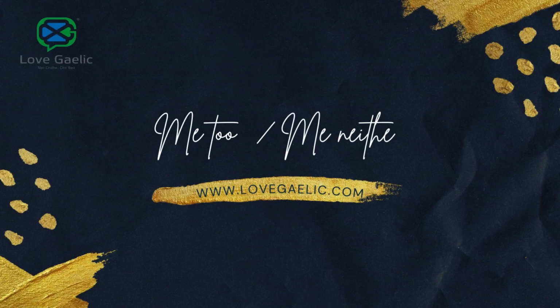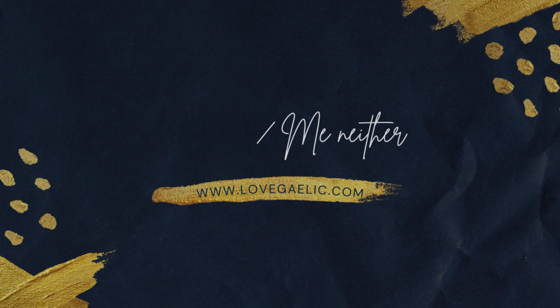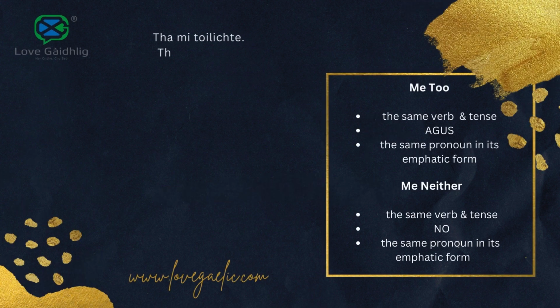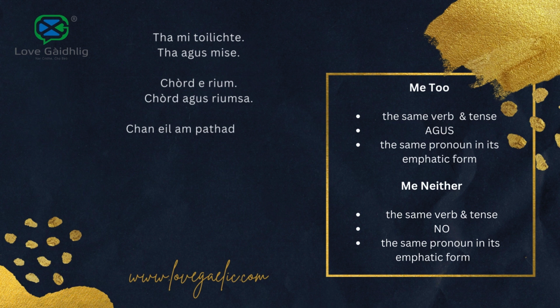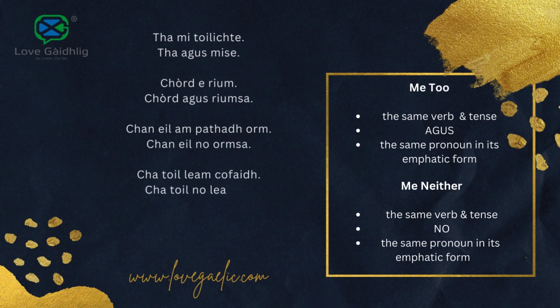In this lesson, we will show you how to respond me too or me neither in response to a statement. For me too, you have to use the same verb in the same tense, followed by agus, and then the same pronoun in its emphatic form. For a me neither response, you have to use the same verb in the same tense, followed by no, and then the same pronoun in its emphatic form. Here are a few examples.